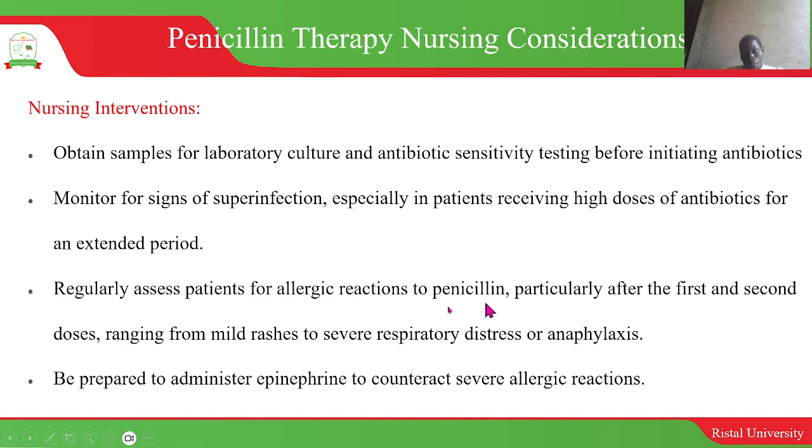Regularly assess patients for allergic reactions to penicillin, particularly after the first and the second dose, ranging from mild rashes to severe respiratory distress and or anaphylaxis. If prescribed, administer epinephrine to counteract severe allergic reactions. When someone goes into hypersensitivity reaction and anaphylactic shock, normally there's a slowing down in the heart rate, and we need to have epinephrine always. So before giving your penicillin, make sure you have all these emergency response items, epinephrine, so that we can have these cardiac stimulants while trying to sustain this patient with an anaphylactic shock as a result of reaction to penicillin.